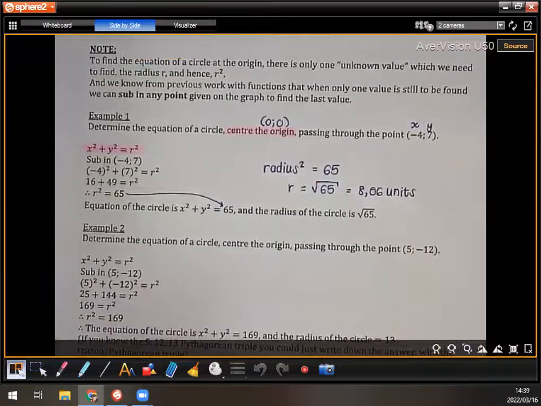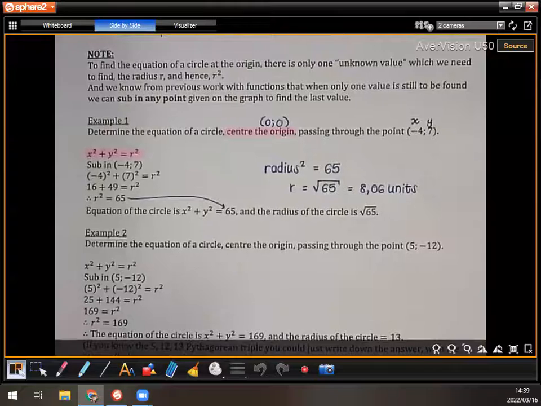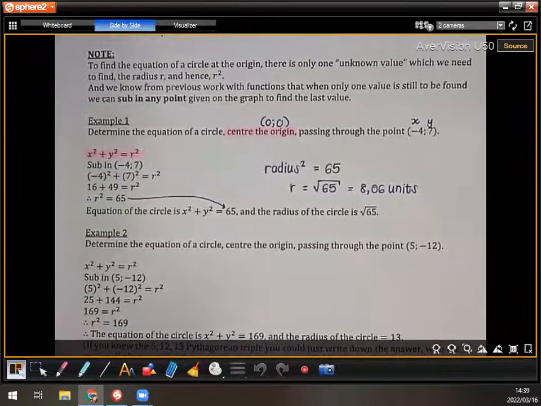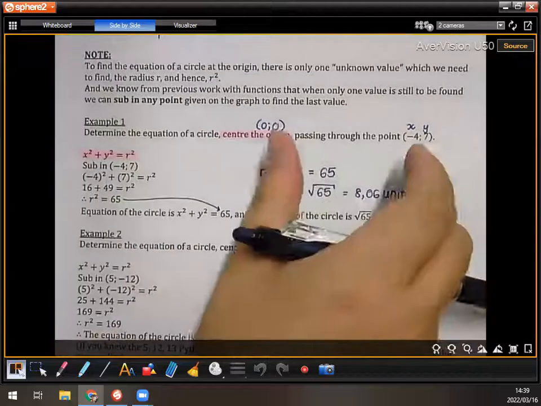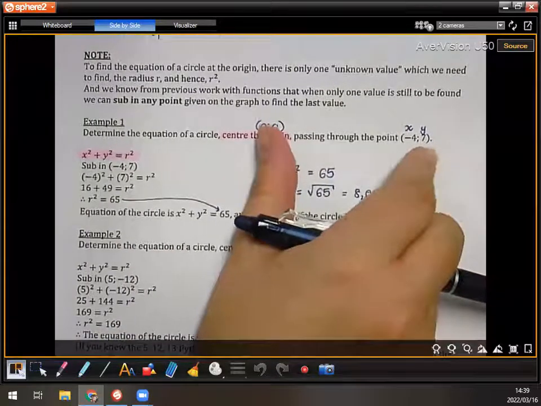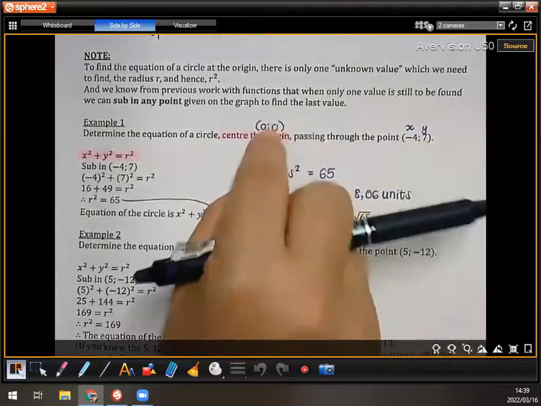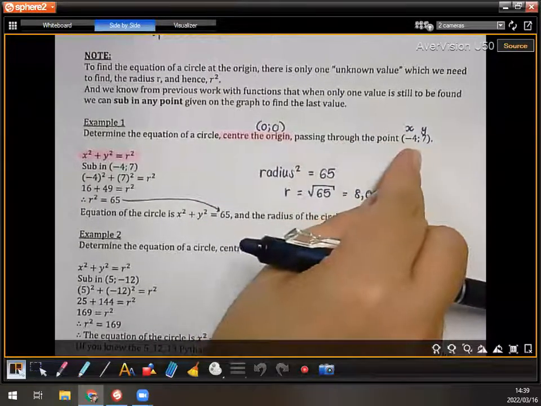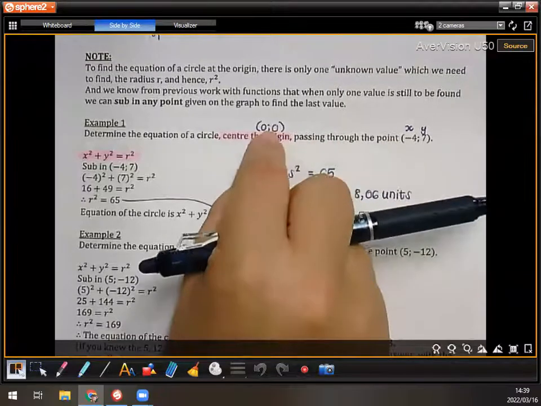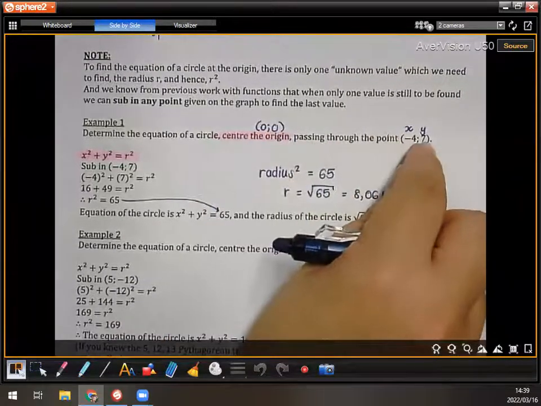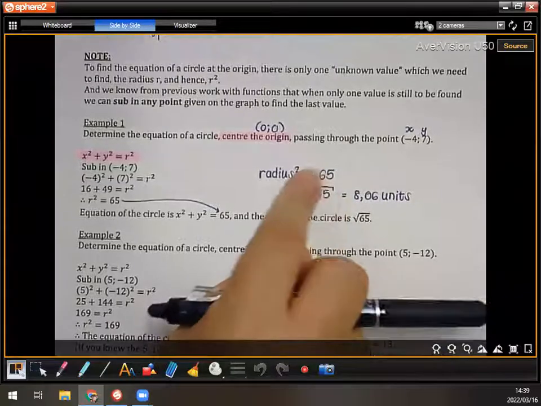So they ask us to find the radius. A different method to finding the equation is to actually use the distance formula to work out the length. Because remember, the radius is going from the center to any point on the circumference, right? And we have a distance formula. The distance between (0, 0) and (-4, 7) will give you the square root of 65 if you work that out.